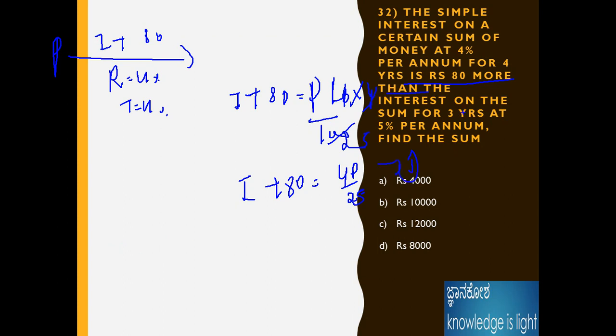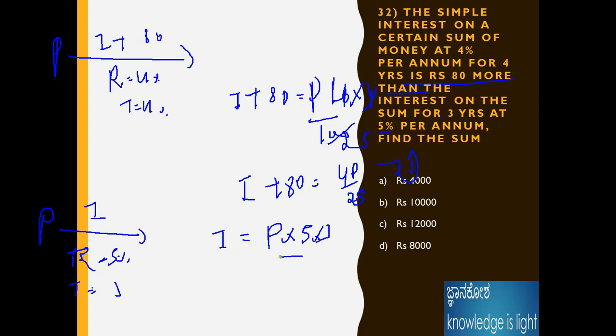Here the interest on the sum, I don't know. P is equal to I with respect to TR, where R is 5% as given, as well as T is 3 years. Therefore I is equal to P into 5 into 3 divided by 100. Therefore, 15P divided by 100. Just substitute I2 here.